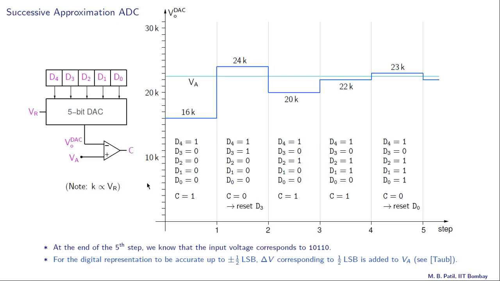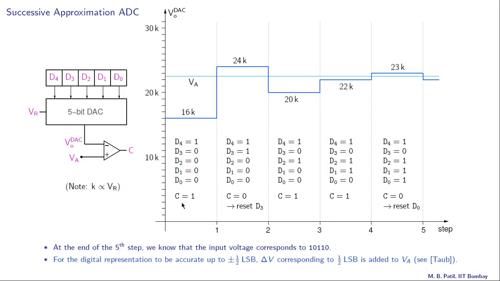Okay, our input analog voltage is shown by this line here. We will call that VA. Now the algorithm begins like this. In the first step, we set this MSB equal to 1 and all other bits equal to 0. And what is the DAC output then? This number is decimal 16, so 16K is the DAC output as shown over here. Now we compare this voltage with the input analog voltage using this comparator, and we find that VA is higher.